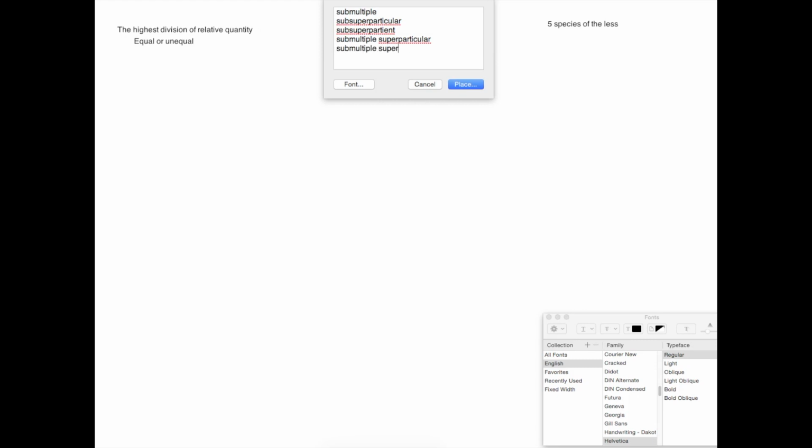Submultiple superpartient. So we've got the first division is things are either equal or they're unequal. If they are unequal, then they're either going to be greater or they're going to be less. And if they're greater, they're either going to be multiples, superparticulars, superpartients, multiple superparticulars, or multiple superpartients. If they are less, then we have the submultiples, the subsuperparticulars, the subsuperpartients, the submultiple superparticulars, and the submultiple superpartients. And those are the 5 species of the greater and the 5 species of the less.